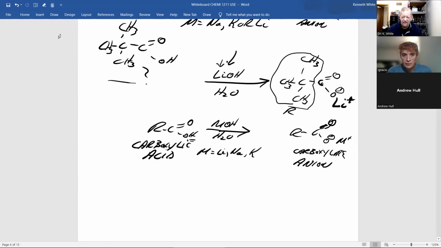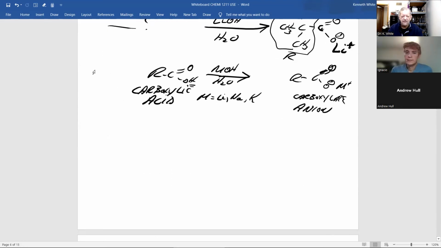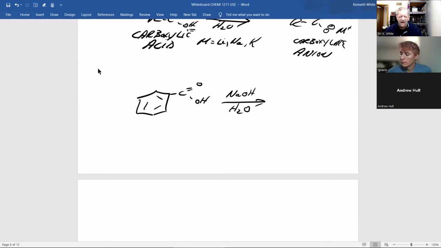Now, let's do one more. I'll wait until everybody's through copying and checking their answer. Let's do one more. And here's one more for you to do. Now, sodium hydroxide and water will not react with a benzene ring. But there's other stuff in that molecule it will.